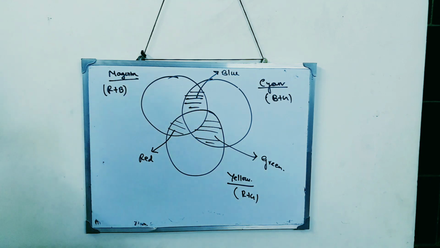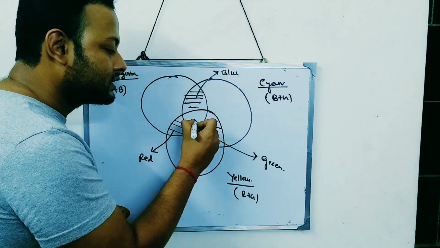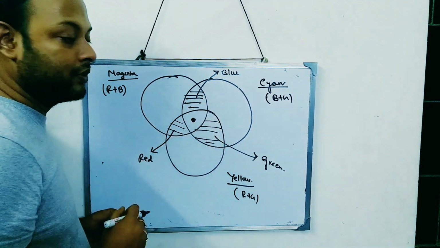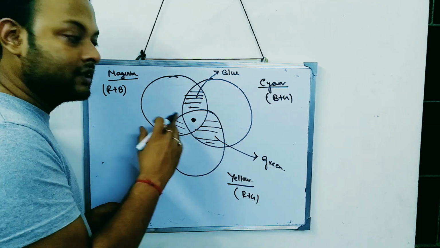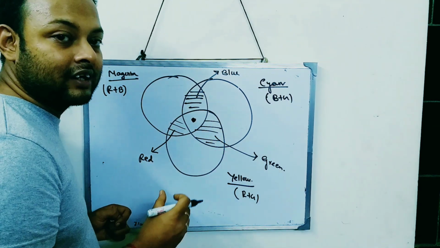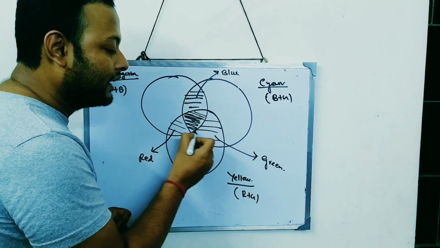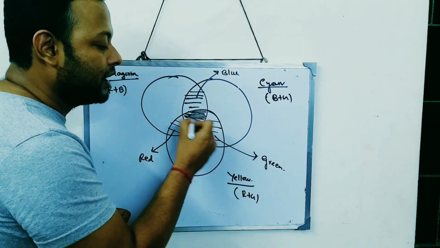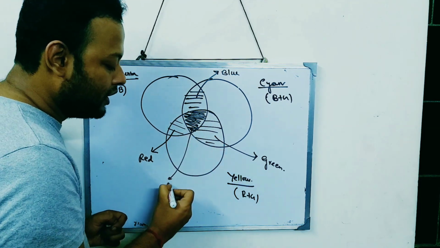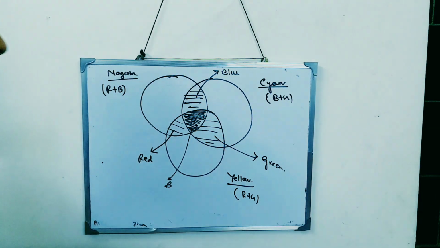Now the question comes, what will this appear? Don't say this will appear white in color. No, this part will actually appear black. Now why does it appear black? That is the question.